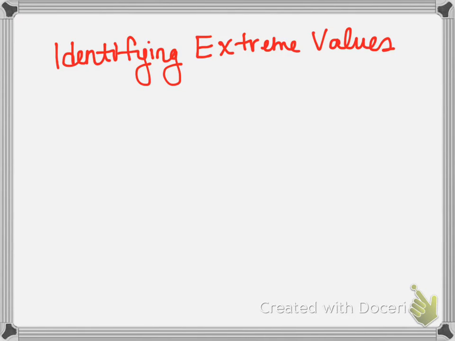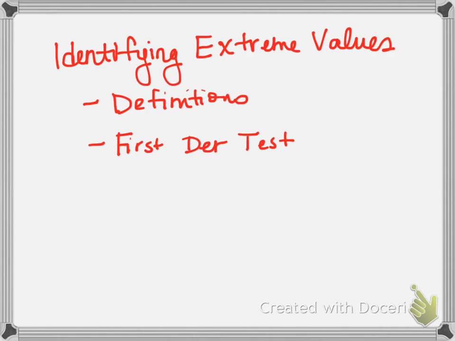So this is going to be a quick recap of section 4.1, specifically how we identify extreme values. First, I'm going to go over some definitions of local maximum, local minimum, global maximum, global minimum, and critical values. And then I'm going to go over the first derivative test, and then the second derivative test. So this is a reminder of what each of those are. So definitions, first derivative test, and second derivative test. That's going to be the basis of this video.